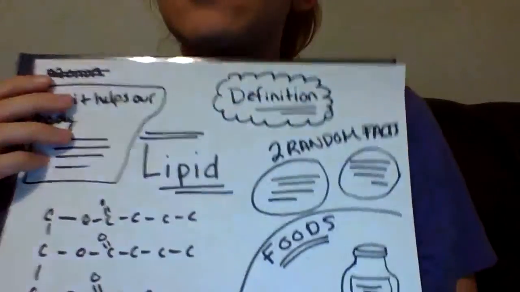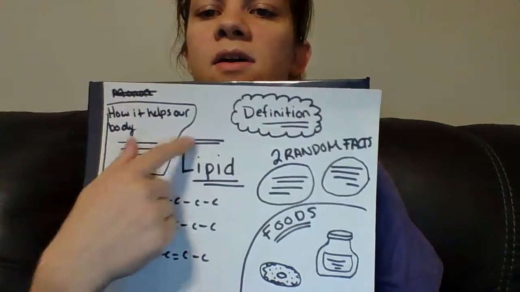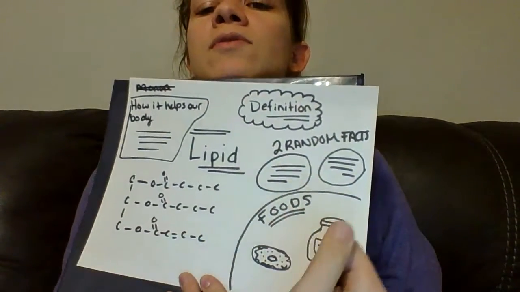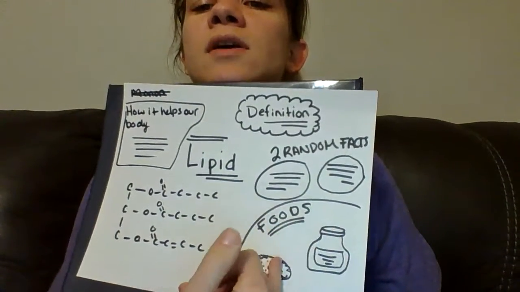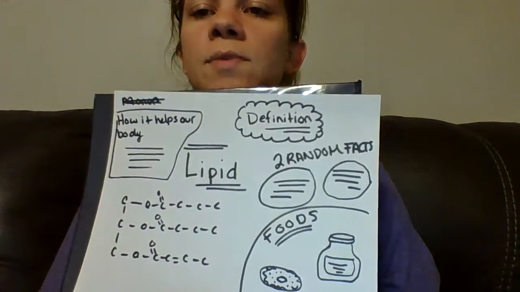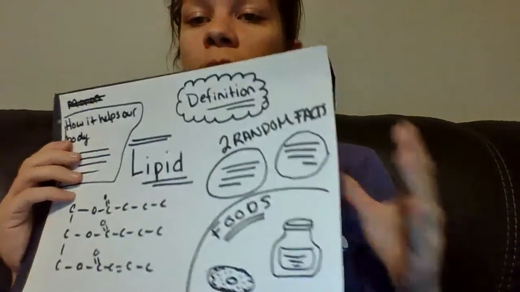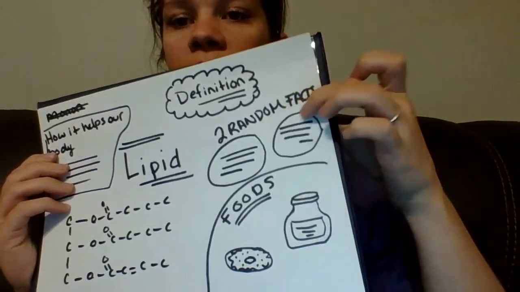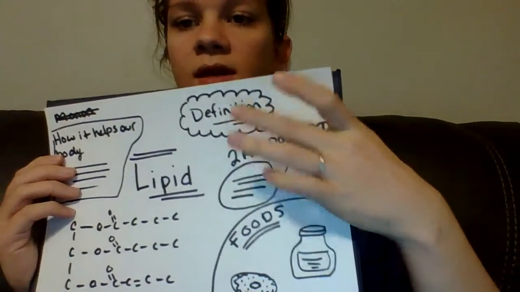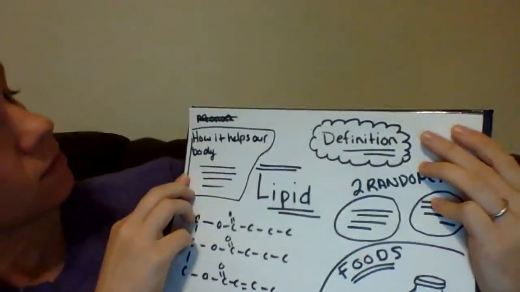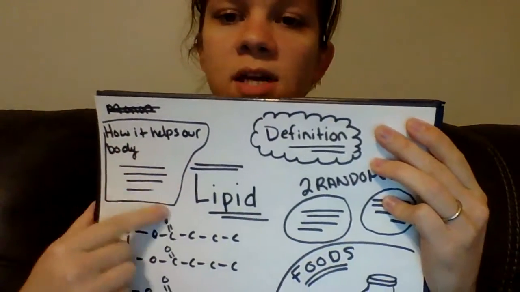All right. So just as a little demonstration, obviously your poster won't look like this, but just to give you an idea, when you go to design this thing, you could put the name of it here, draw the structural formula. Over here, you could put foods and then put different foods that it's found in. If you have the opportunity, you can print out pictures. Or if you have a really good artist in your group, they can draw pictures. 2 random facts. You can put your facts, something like here, definition over here, how it helps our body right here.